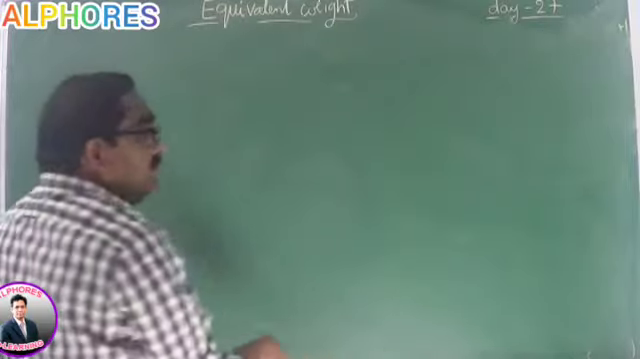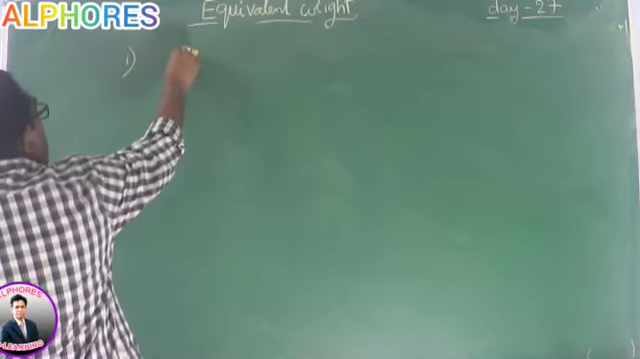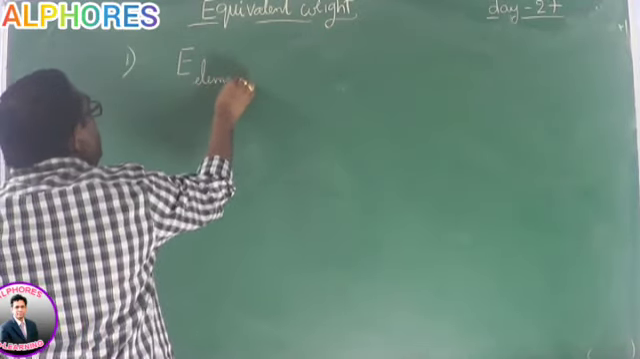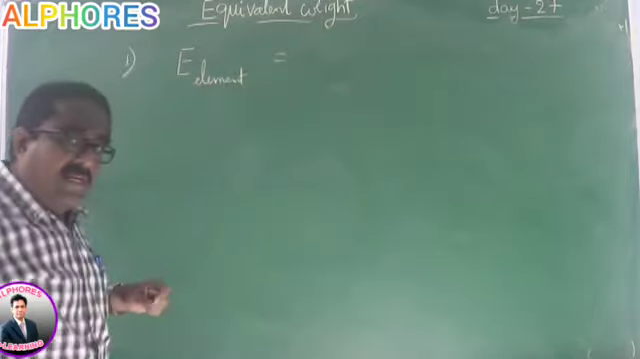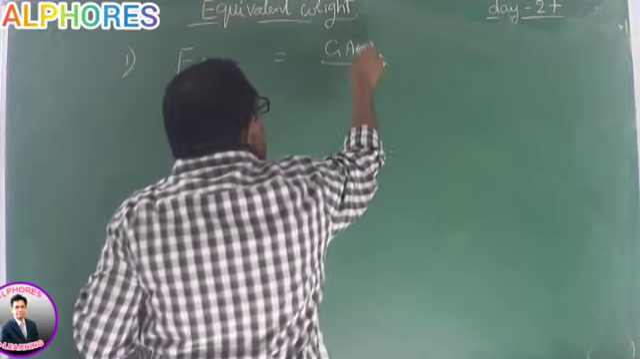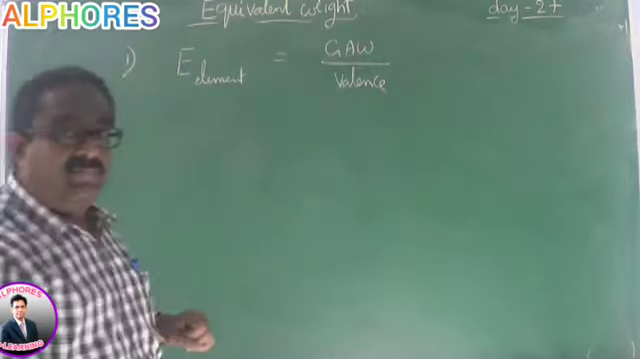First one, write down. Simply I am writing E, equivalent weight. Equivalent weight of element equals GAW, gram atomic weight, divided by valency.